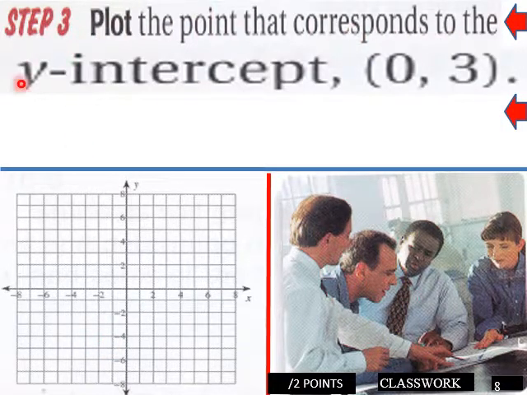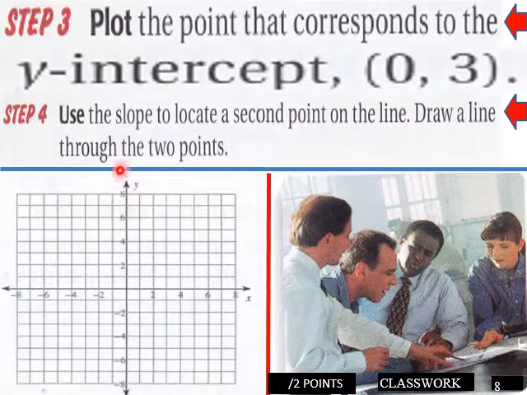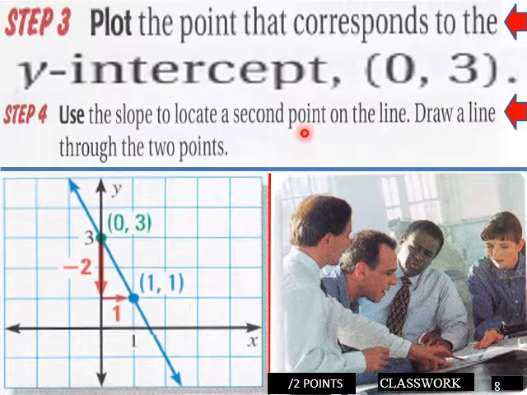Plot the point that corresponds to y-intercept, which is 0, negative 3. When x equals 0, y equals negative 3, which would be right about there. Use the slope to locate a second point on the line. Draw a line through the 2 points. Okay, so here's our slope-intercept. And what was our slope for this? It was negative 2, right? So our rise is negative 2. We go down 2 and then over 1, positive 1. Negative 2, positive 1. That would be our negative slope there at 1, 1.